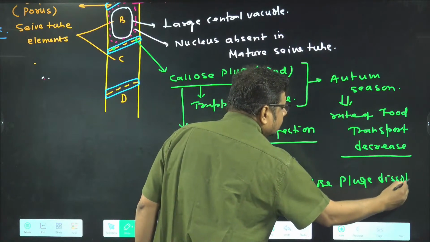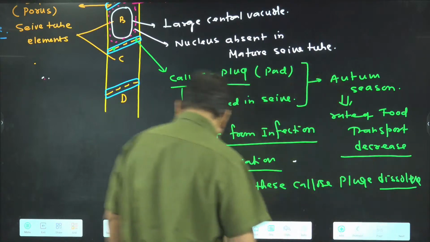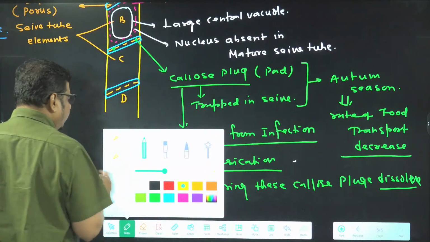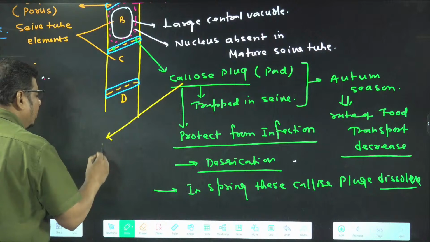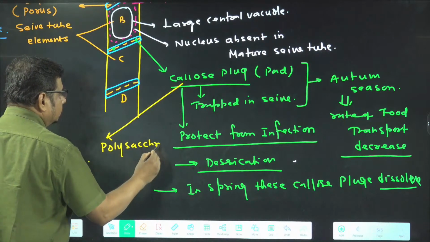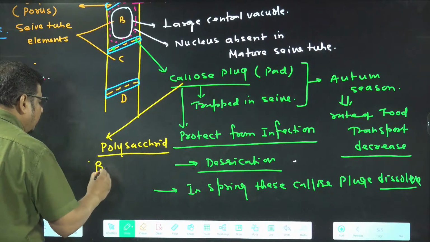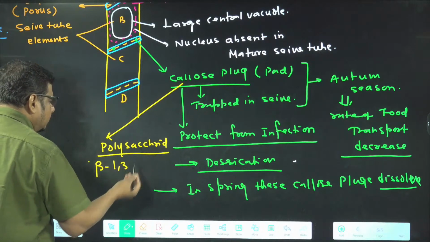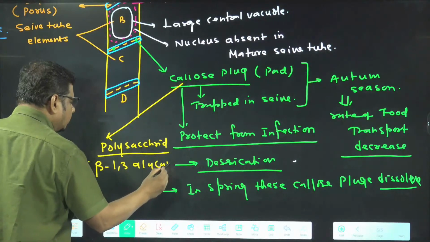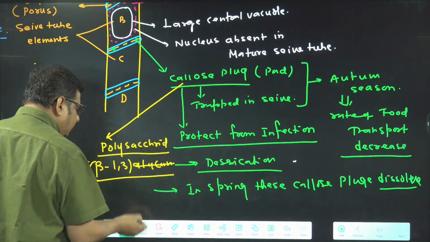Do you know what is callose? Can anyone pin the answer? What is callose? Callose is a polysaccharide where monomeric units are joined together by beta 1,3 glycans. Are you getting the things or not? Or you can write 1,3 glycosidic bond separately.